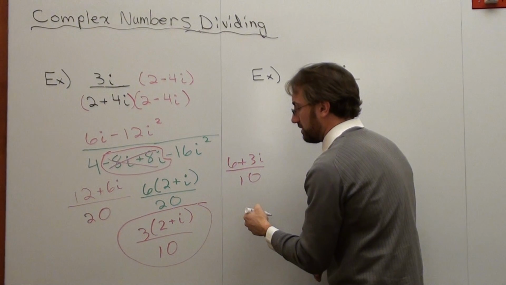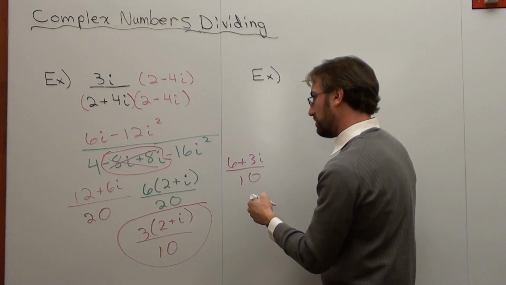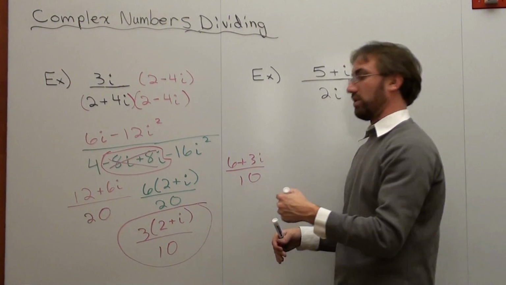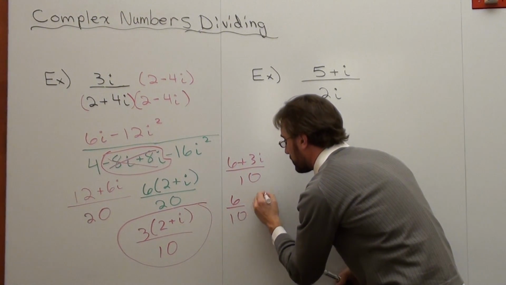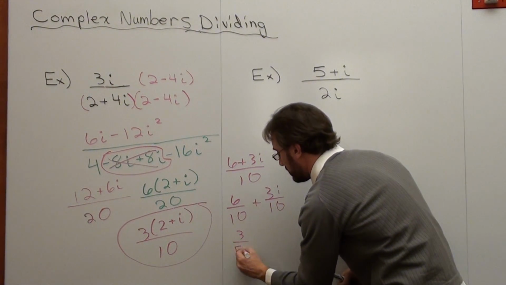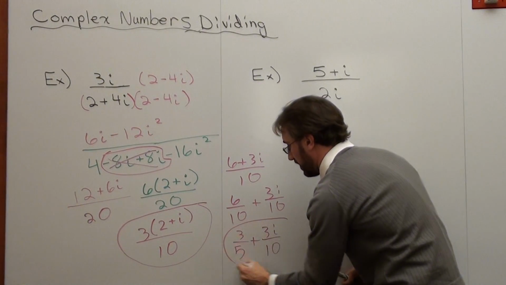6 over 10. Yeah, that reduces. Why did I do that? Oh, no, I didn't, pardon. 6 over 10 plus 3i over 10. 6 over 10 is 3/5 plus 3i over 10. That's the other answer that you can have.